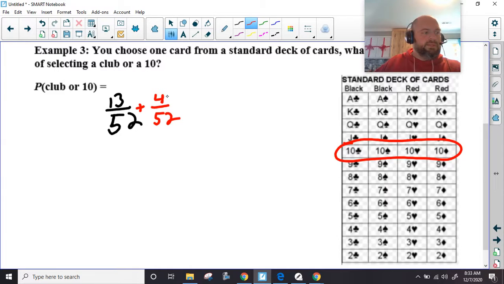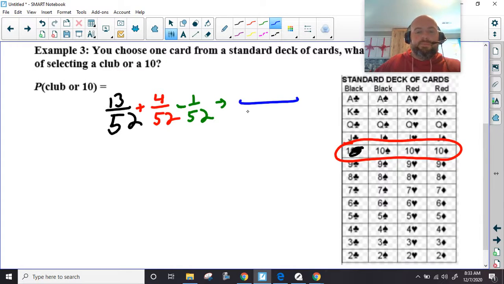Now, how many of these are a 10 and a club? Well, there's 1 of them. So we would actually have to subtract that 1, or some of y'all are going to be smart enough to say, well, don't count it in the first place. You don't got to subtract.